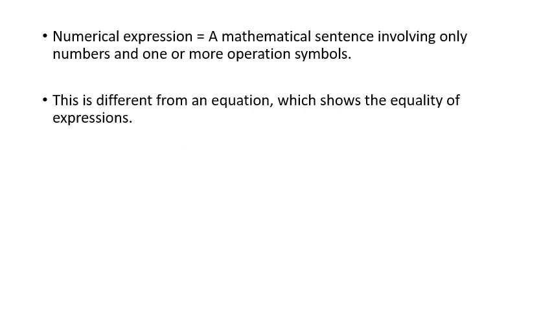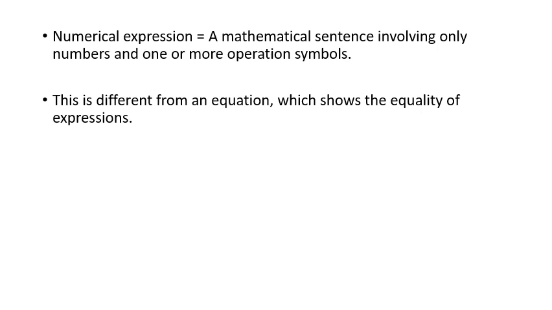So we see it's a mathematical sentence involving only numbers and one or more operation symbols. So you'll see missing from this description is anything involving an equal sign. We don't consider an equal sign an operator necessarily, because it doesn't do any combining of numbers. So if we have an equal sign, then it becomes an equation.